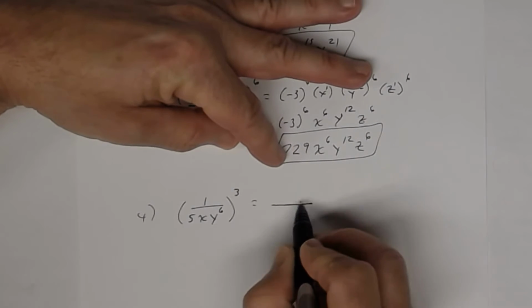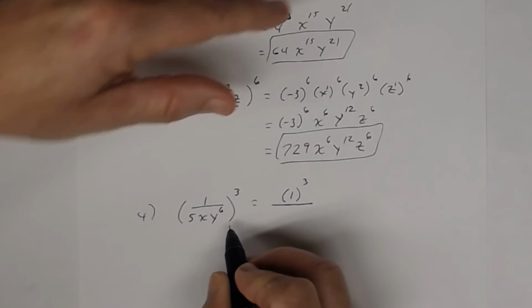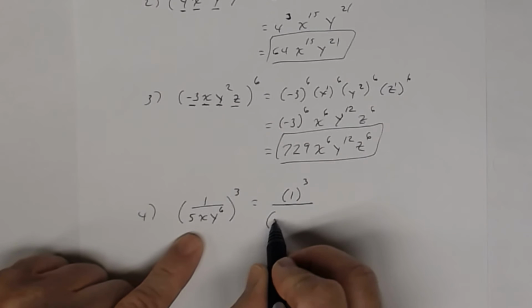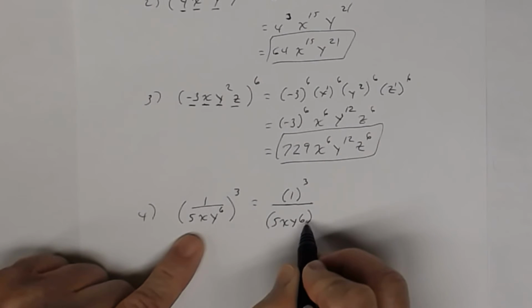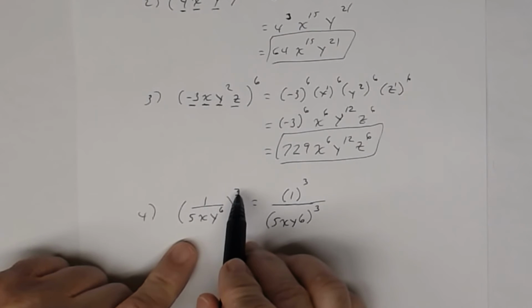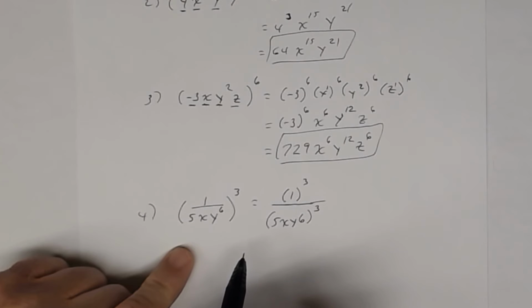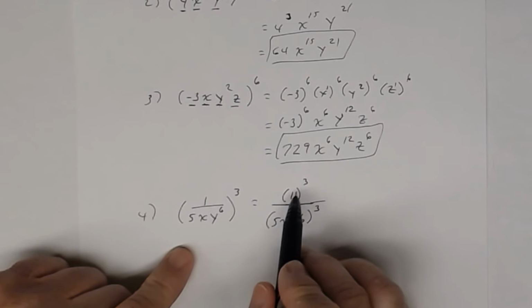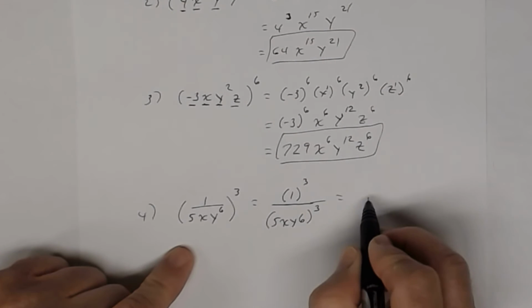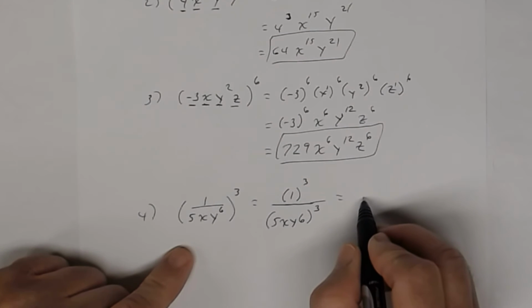So I'm going to take the numerator, which is 1, and raise it to the third power. Then I'm going to take the denominator, which is 5x y to the 6, and also raise it to the third power. So numerator to the third power, denominator to the third power. That's what you see here. Okay? This one's easy. 1 raised to the third power is 1. 1 raised to any exponent is 1.